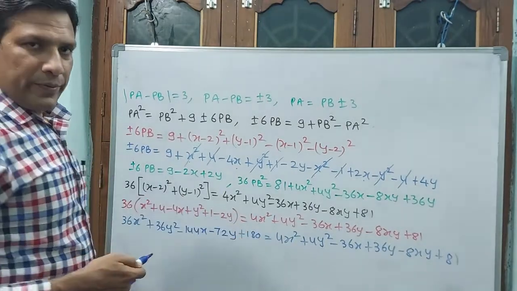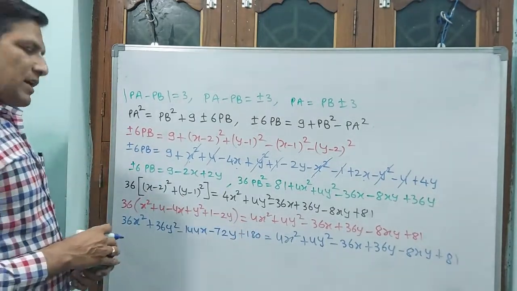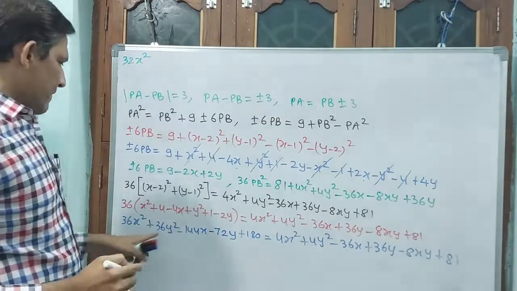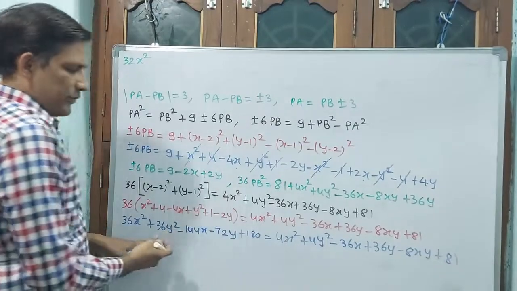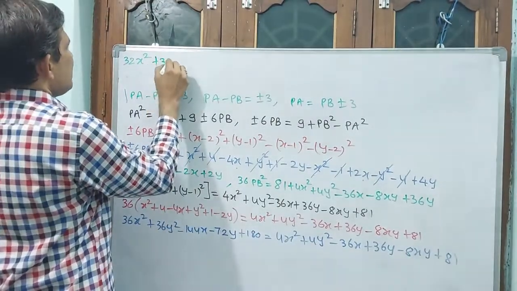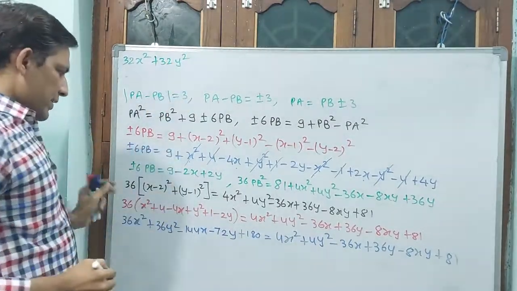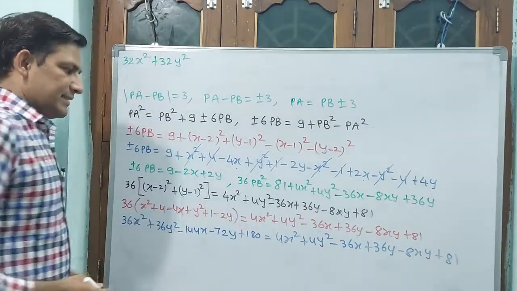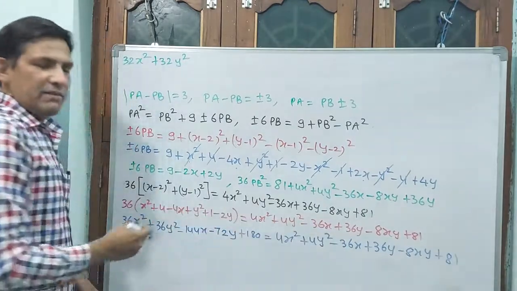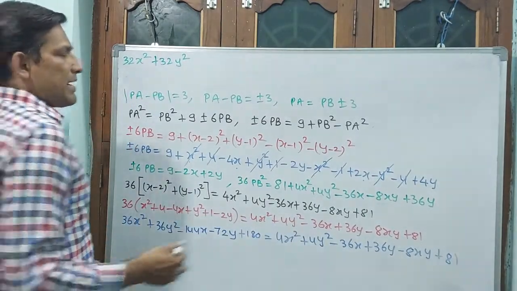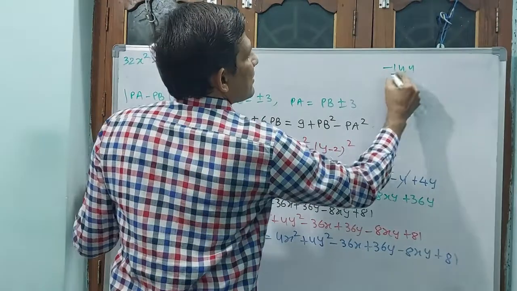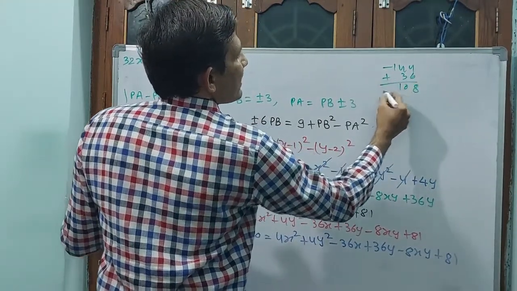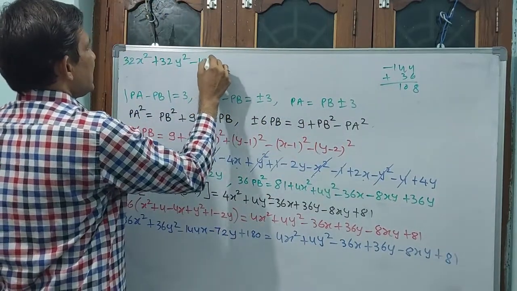36 minus 4, 32x square. Okay. 36 minus 4, 32y square. Okay. See, minus 144x plus 36x. If this comes this side, plus 36. Minus 144 plus 36, 8, 3, 0, 108. Minus 108x.